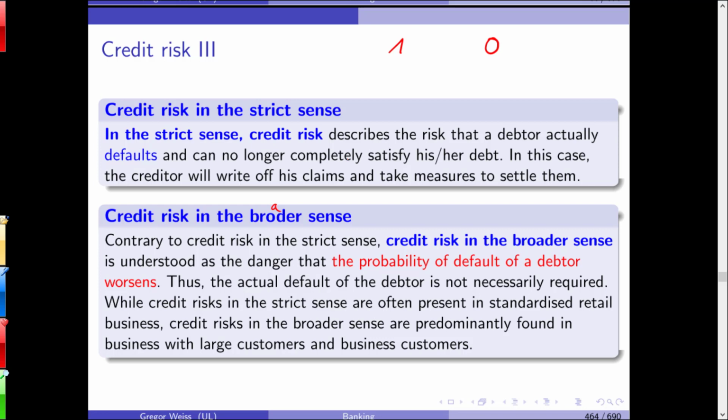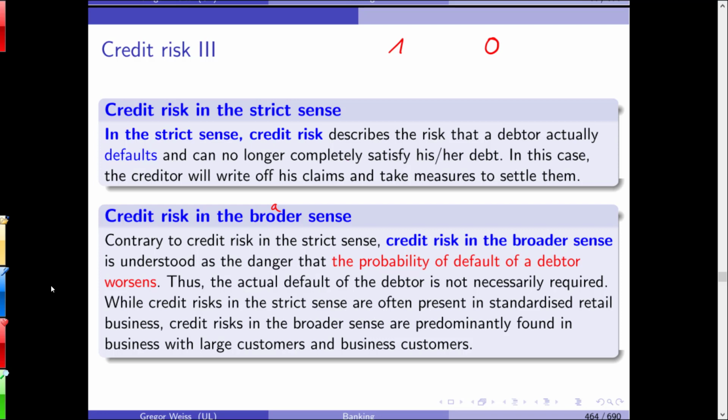The idea is that there are only two possibilities. You can either default or you don't. That's credit risk in the strict sense. Credit risk in the broader sense is that you have a probability of default, and you might have 100% risk-free. You might have a default probability of 2%, 5%, 20%, and so on.